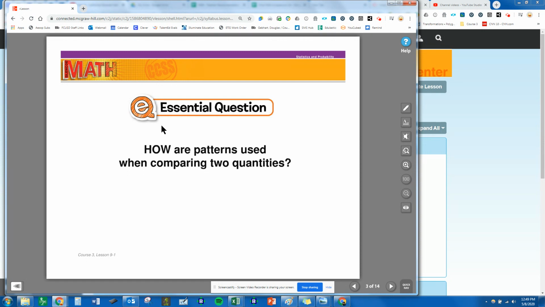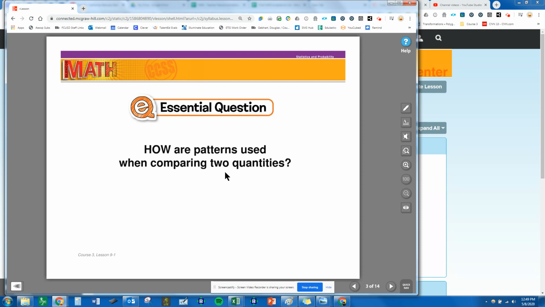So let's start with our main question of this unit. And this is actually a unit I find really fascinating. I think it has a lot of real-life applications, and I hope you'll enjoy it. So our first main question is, how are patterns used when comparing two quantities? How do we use patterns? And you might think of two quantities like age and height as being two things that might relate.